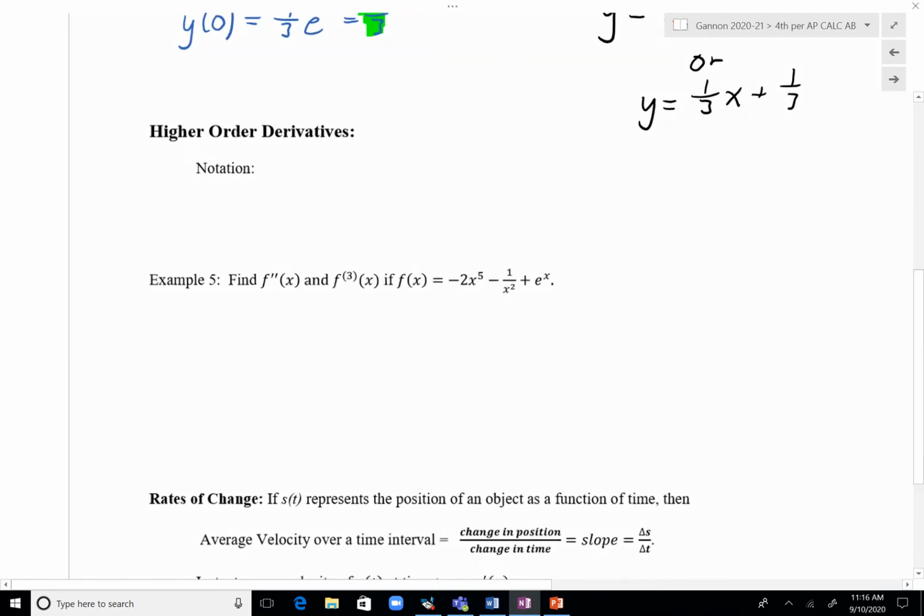Next, we are going to talk about higher order derivatives. So everything we've looked at up to this point is the first derivative, and the first derivative is found the way we did it. There's also a second derivative.